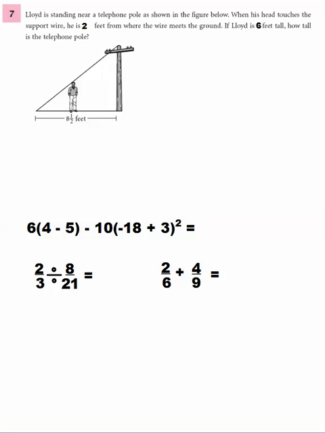Lloyd is standing near a telephone pole, as shown in the figure below. Lloyd is 6 feet tall, so I'm going to draw Lloyd. Here's Lloyd. He's 6 feet tall. And he's 2 feet away from where it meets. Okay. Oh, so I noticed this is 2 times 3. So the height is 3 times the base, right? All right. Now I have my long triangle.